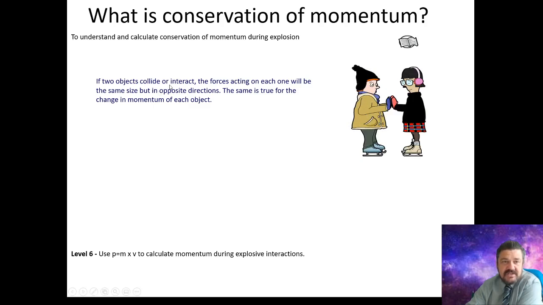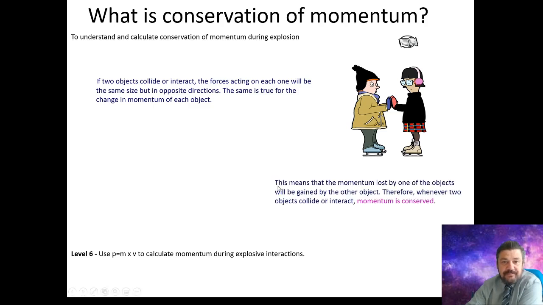So if two objects collide or interact, the forces acting on each one will be the same size but in opposite directions. Now the same is true for the change in momentum of each object. It's a lot like the conservation of energy. What goes in has to come out. It has to be the same. So it means that the momentum lost by one of the objects will be gained by the other object. Therefore, whenever two objects collide or interact, momentum is conserved.